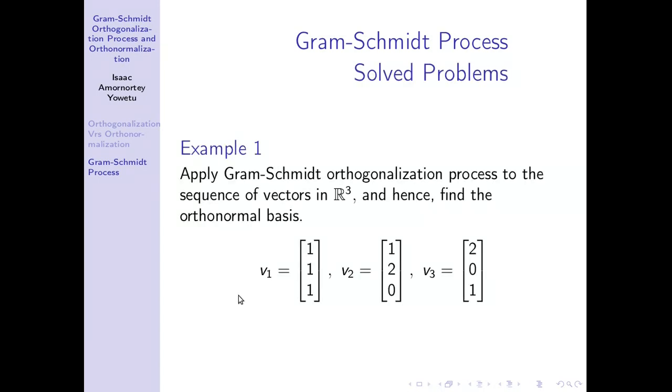Let's look at the first example on the Gram-Schmidt process. Example 1 says we'll apply the Gram-Schmidt orthogonalization process to the sequence of vectors in R3 and hence find the orthonormal basis. Our v1 vector is 1, 1, 1, v2 vector is 1, 2, 0, and v3 vector is 2, 0, 1.